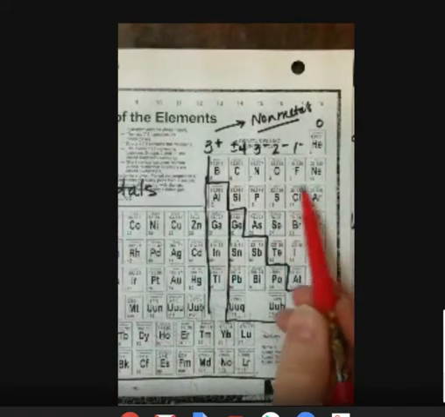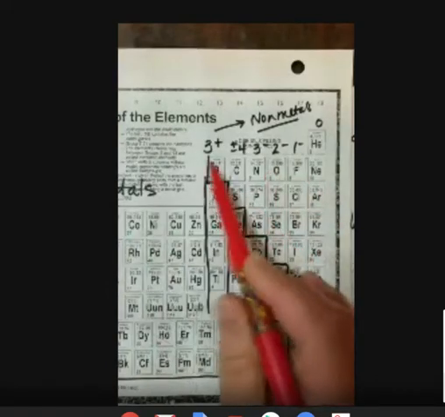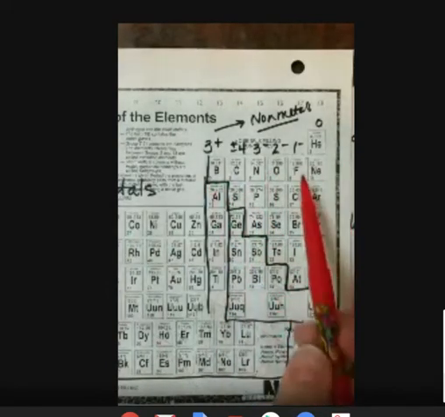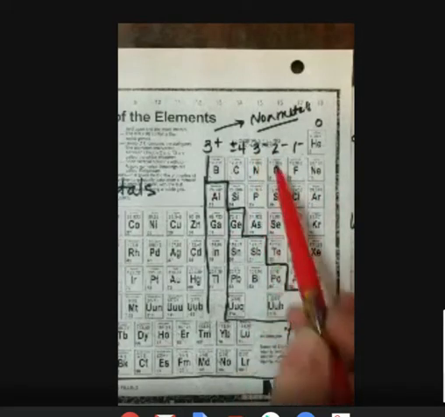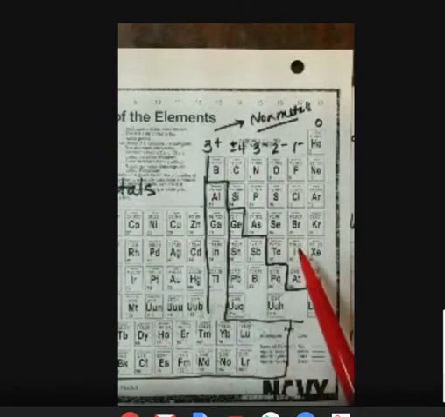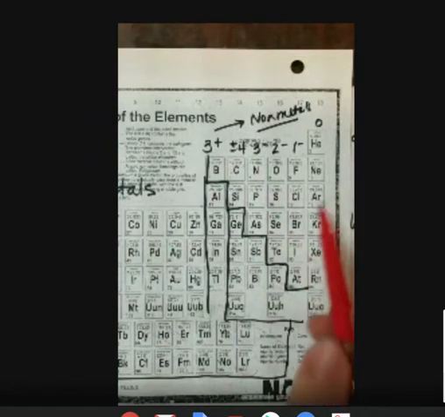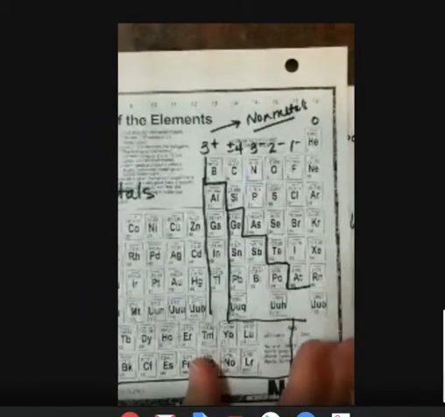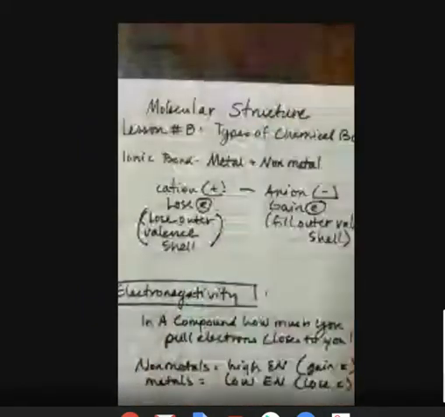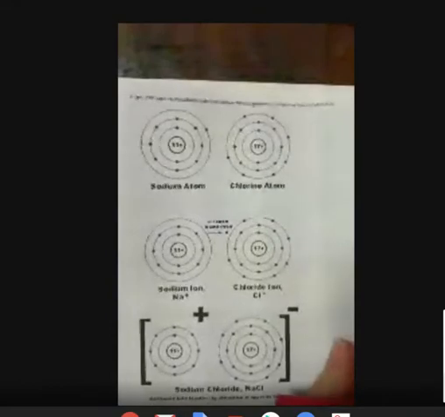So for these nonmetals right in here, because remember this is our dividing line for metals and nonmetals, these nonmetals right in here, they form 3 minus, 2 minus, and 1 minus ions. It's really easy for them to gain. Like everything here is just one away from being full on the Bohr model. So that's what it shows you in the lesson. So let me just take you through this example really quick.